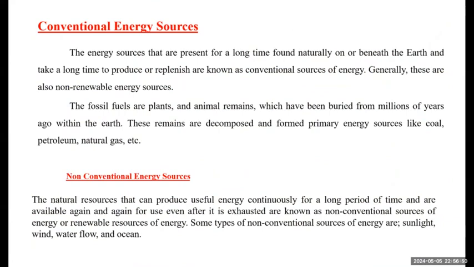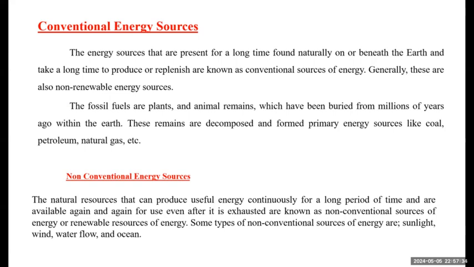Conventional energy sources are the energy sources that have been present for a long time, which are found naturally beneath the earth and take a long time to produce or replenish. Generally, these are also non-renewable energy sources. The fossil fuels are plants and animal remains which have been buried millions of years ago within the earth. These remains decomposed and formed primary energy sources like coal, petroleum, natural gas, etc.